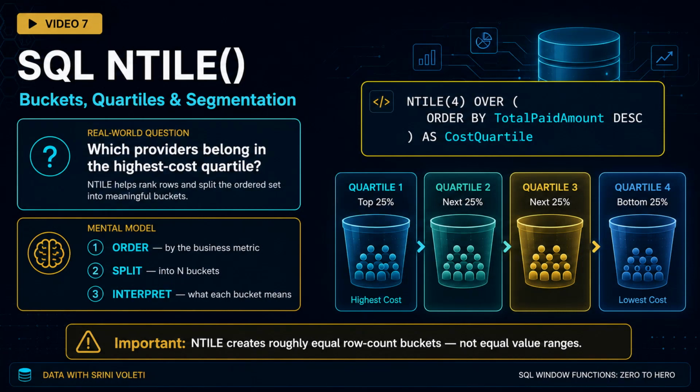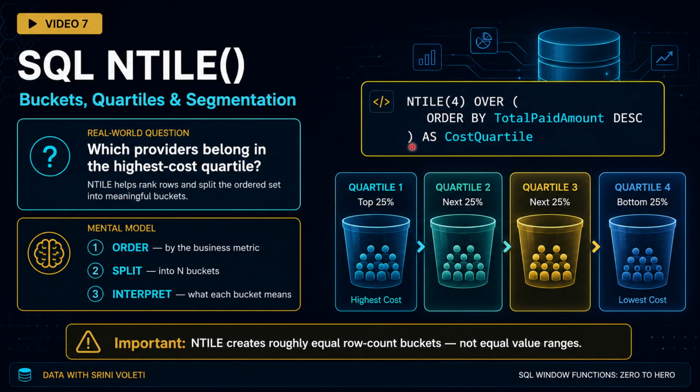Which provider belongs in the highest cost quartile? That's the first question. I want you to think about not the syntax, not the function name, just the business question. A stakeholder does not usually come to us and say, please use NTILE. They say something like, can you split these providers into groups so we know who is the highest cost segment? That's where NTILE becomes useful.